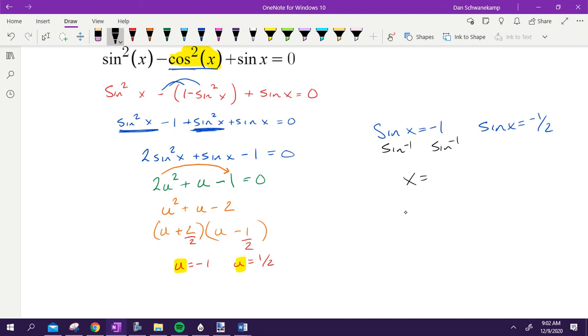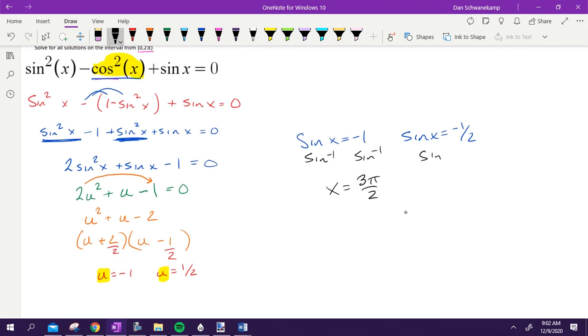When is sine going to be negative 1? Where is sine going to be negative 1? Down there on the bottom, 3 pi over 2. That's one of my answers. And then I want inverse sine of 1/2. Sorry, I just copied it down wrong. So when is sine 1/2? That would be at pi over 6 and at 5 pi over 6. Those are my 3 answers.